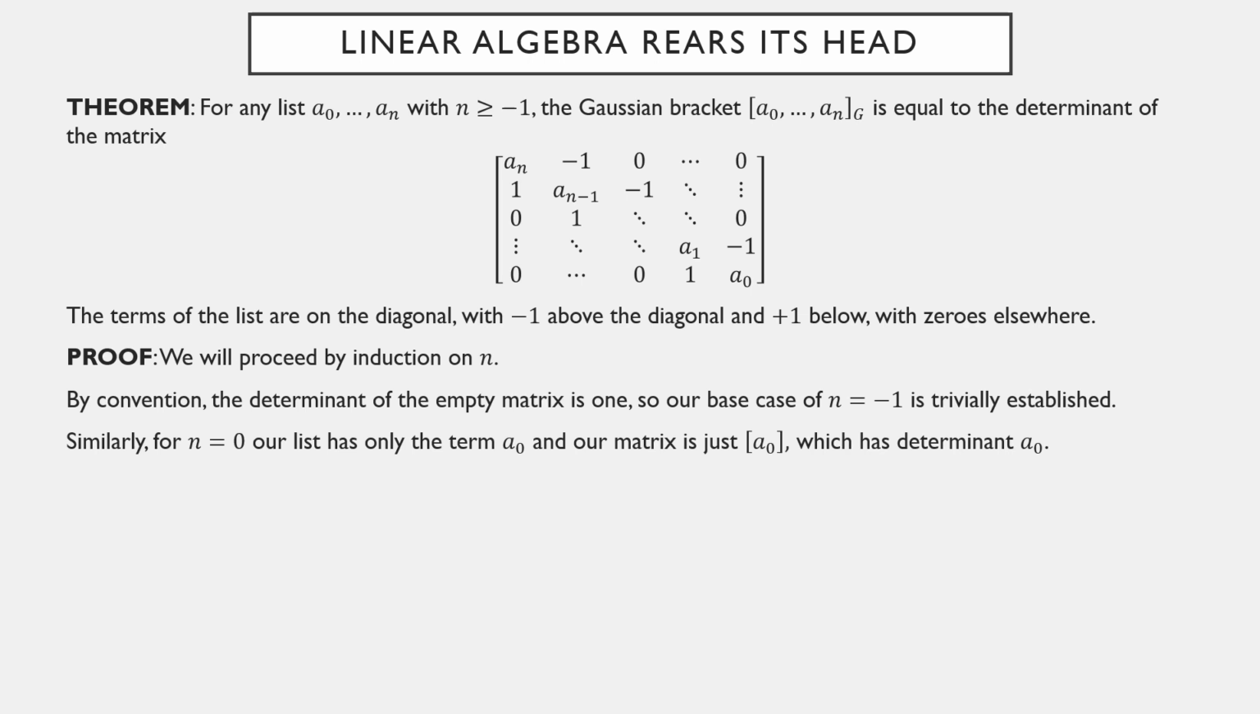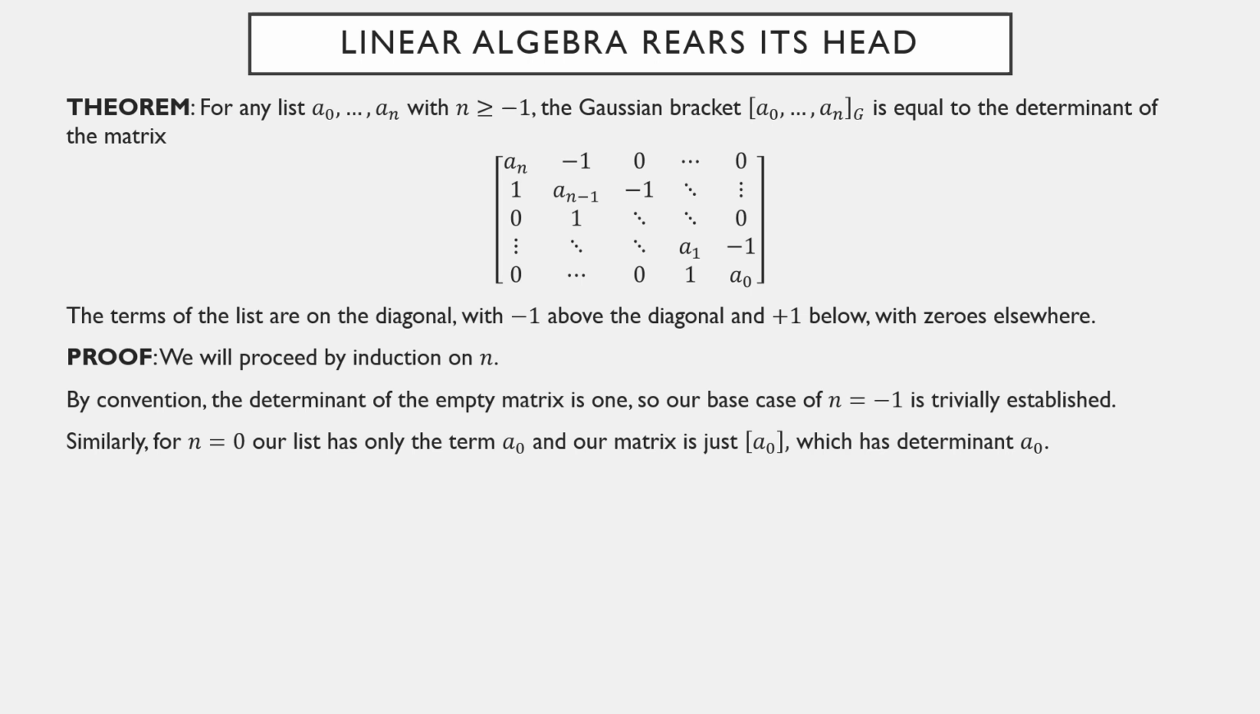The Gaussian bracket of that is that number, and then we have a 1 by 1 matrix where it just has that diagonal element a0. Its determinant is a0. That matches. Now, if you really object to n equals -1 being interpreted as it was, you can manually prove this for n equals 1 as well.